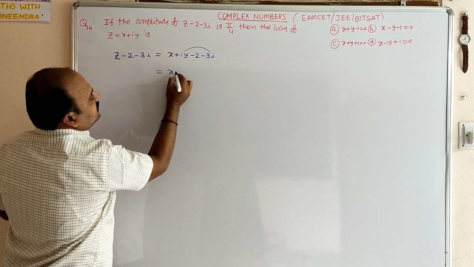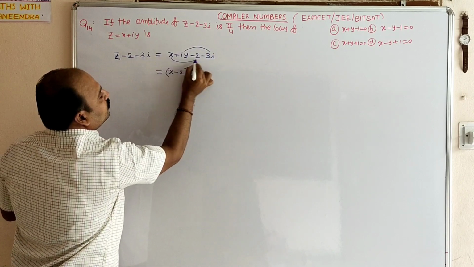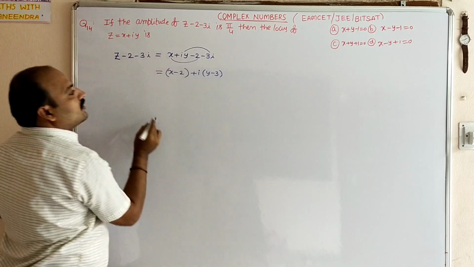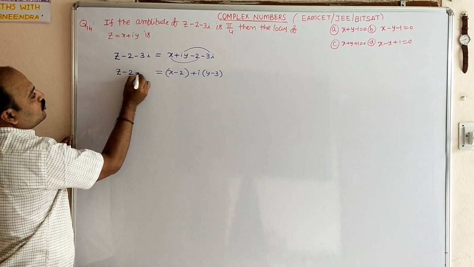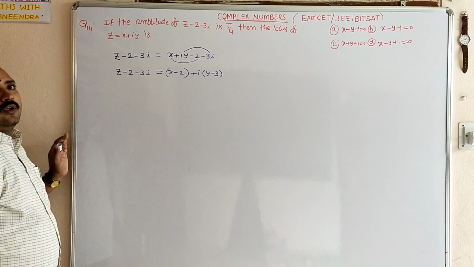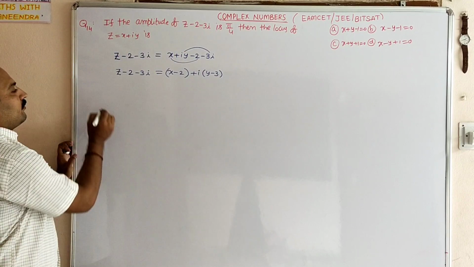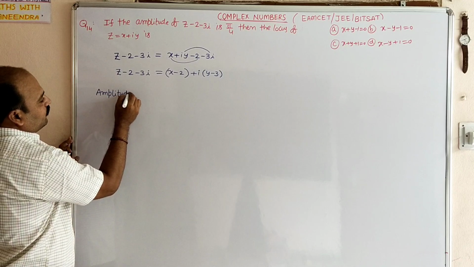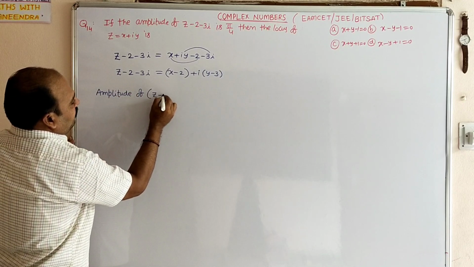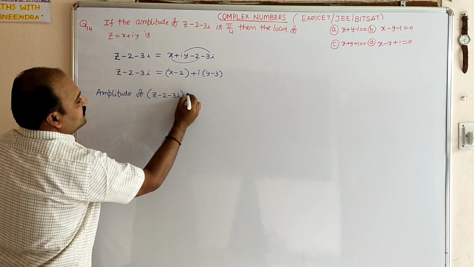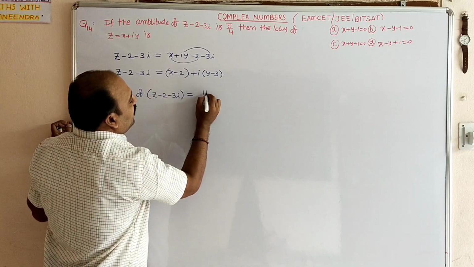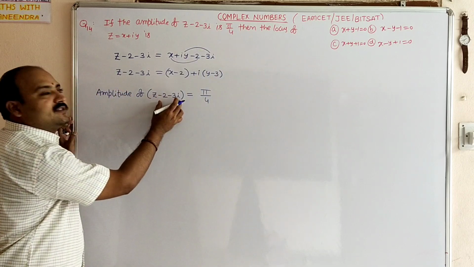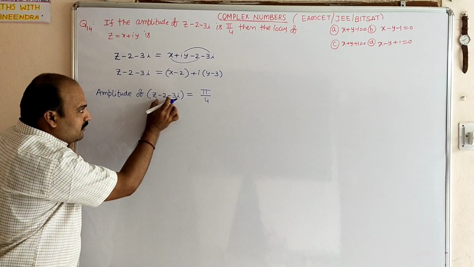So x minus 2 plus i into y minus 3. This is the complex number z minus 2 minus 3i. The amplitude of z minus 2 minus 3i is equal to pi by 4. It is given. Amplitude of z minus 2 minus 3i is the argument of this complex number.